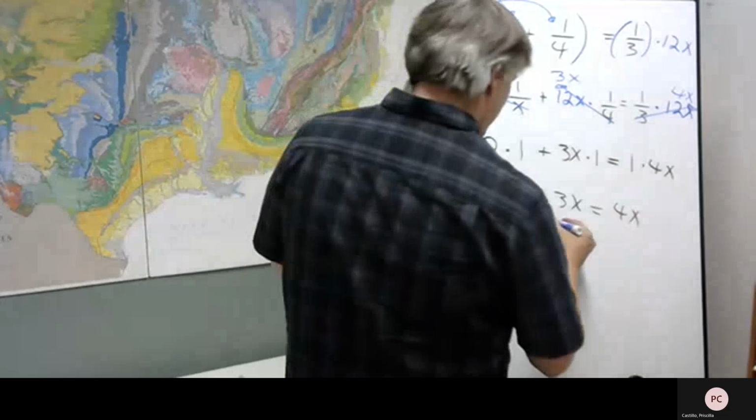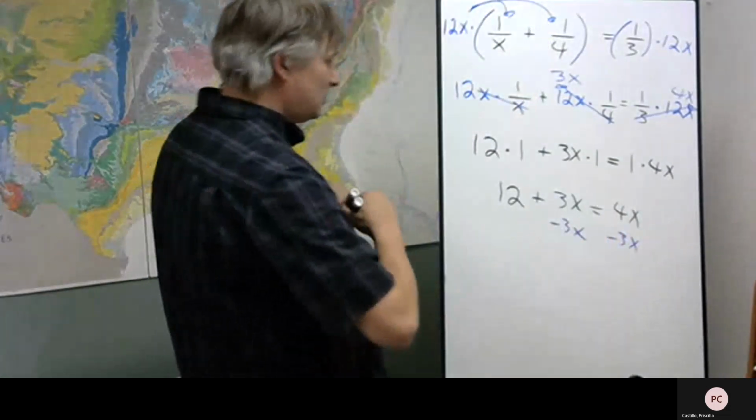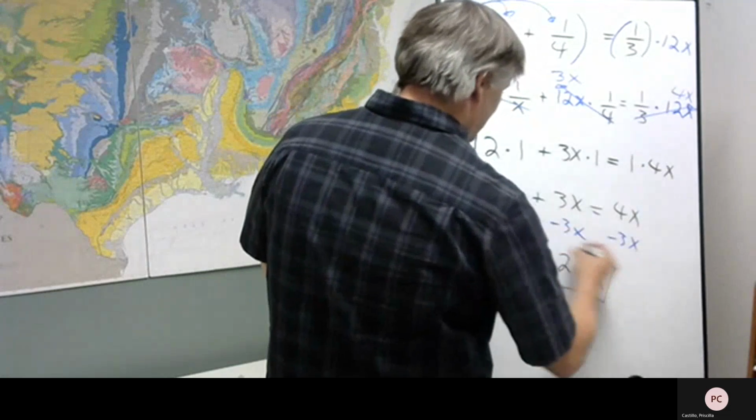Subtract 3x from both sides. We're going to get 12 equals x. That is the correct answer.